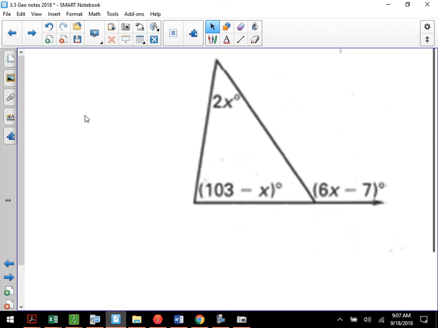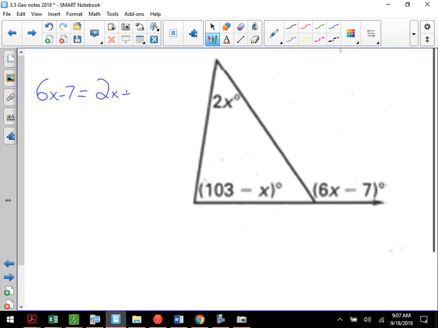If you set it up, the outside angle is 6x minus 7. It has to equal the sum of 2x plus 103 minus x. And now you have to combine like terms. Guys, this is where a lot of you make some pretty bad algebra decisions. When you're combining like terms on the right-hand side, what's 2x minus 1x? It's just x. You're just combining them. You're not moving anything around. These two simplify to x plus 103.